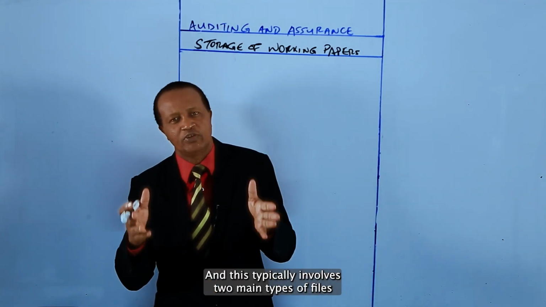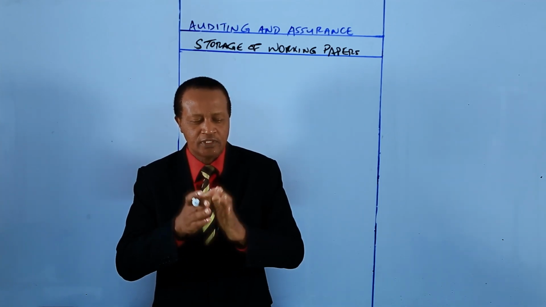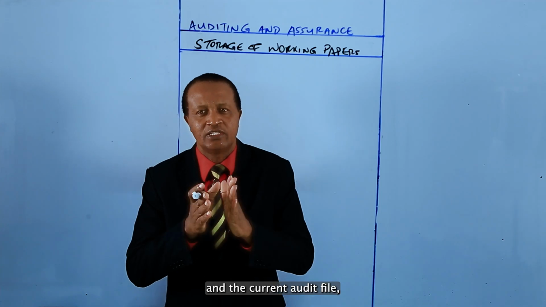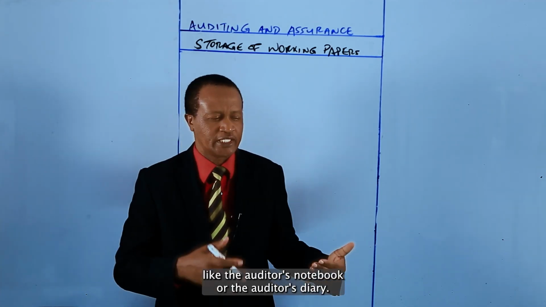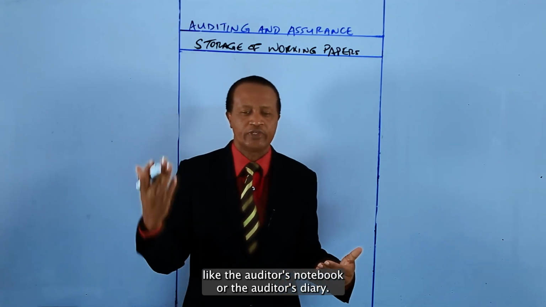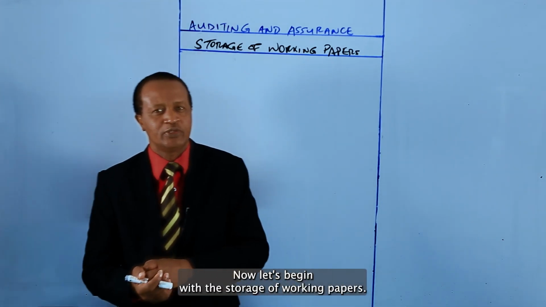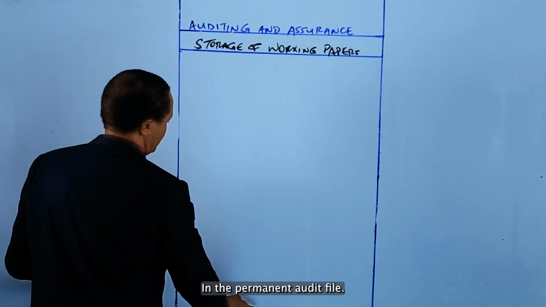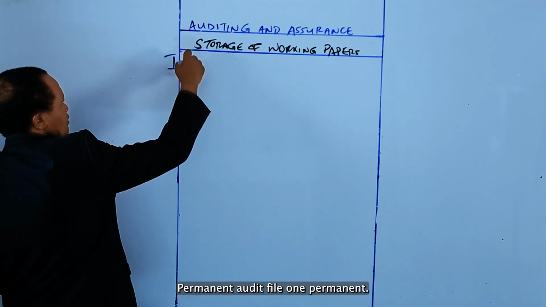This typically involves two main types of files: the permanent audit file and the current audit file, along with other supporting documentation like the auditor's notebook or the auditor's diary. So we focus on those three areas. Now let's begin with the storage of working papers in the permanent audit file.